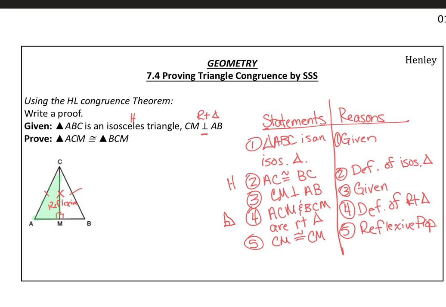That statement gives us the leg for the required information. So we can now say that we have proven that triangle ACM is congruent to triangle BCM, and our reason for that is the Hypotenuse Leg Theorem.